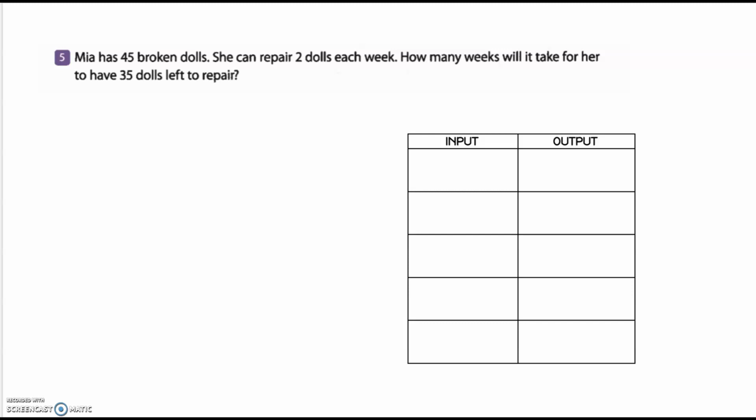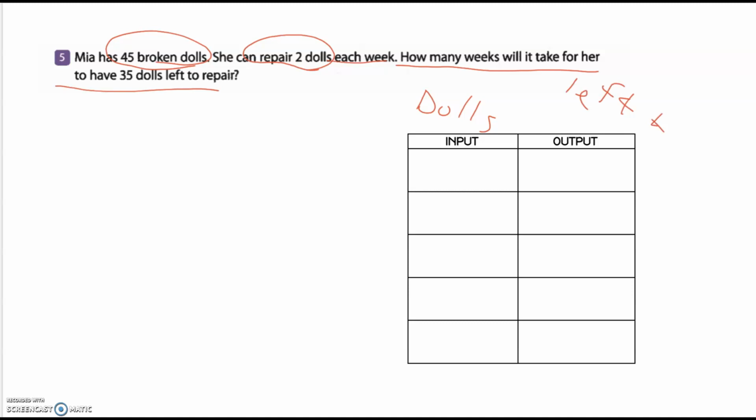Oh, poor Mia. She can repair or fix 2 dolls each week. How many weeks will it take for her to have 35 dolls left to repair? So she starts out with 45 broken ones. She can repair 2 each week. So here I'm going to write the number of dolls she has. And then here we're going to write how many she has left to repair or left to fix.